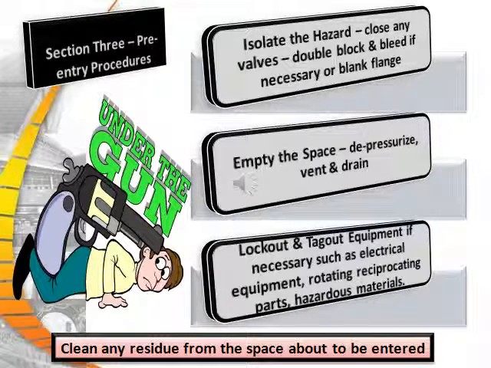Isolate the hazard, close any valves, double block and bleed if necessary, or blank the flange. Empty the space, depressurize it using a vent and drain procedure. Lock out and tag out equipment if necessary, such as electrical equipment, rotating or reciprocating parts, hazardous materials, as well as clean any residue from the space about to be entered.